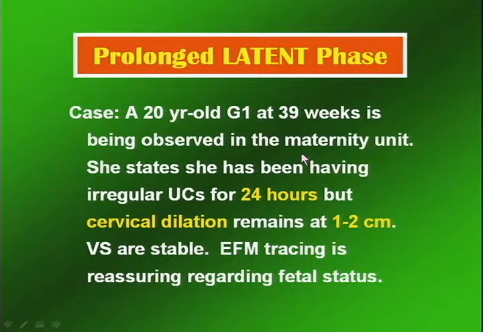20-year-old gravida 1, 39 weeks, being observed in the maternity unit. She states she's been having irregular uterine contractions for 24 hours, but cervical dilation remains at 1 to 2 centimeters. Vital signs are stable. Electronic fetal monitor tracing is reassuring regarding the fetus. So here we have a patient who is having contractions. Cervix is not changing. I think one could reasonably ask the question, is she even in labor? Is she having contractions? Because labor requires that there be some change in effacement and or dilation. In this case, she's not doing anything. Is this uncommon? No.